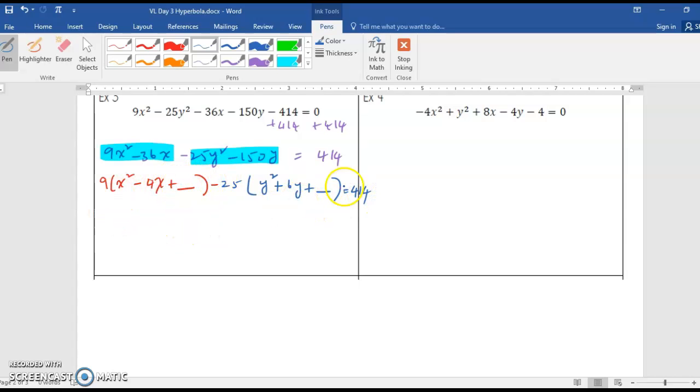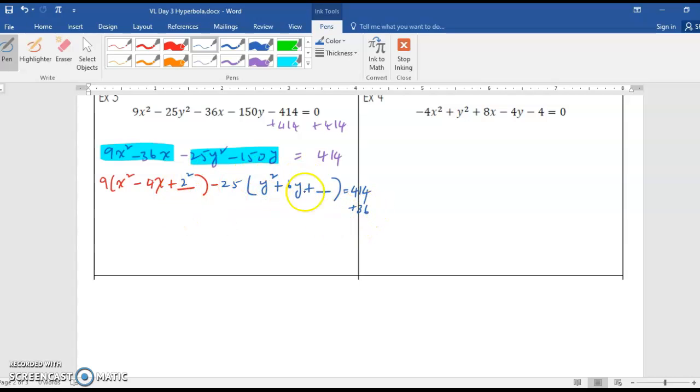So now you'll fill in the blanks. As we do, make sure you're looking at the minus signs also. Here half of 4 is 2, so 2 squared. So we are actually adding 4 times 9, which is outside. So we are adding 36. So as a whole, you have to add 36 on the right side of the equation. So I'm adding 36. All right.